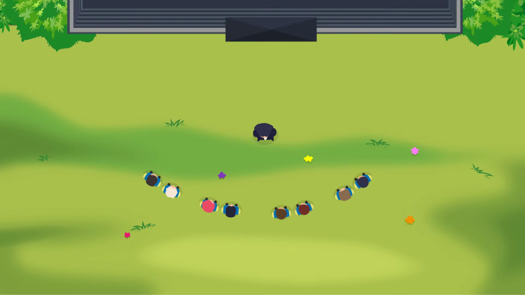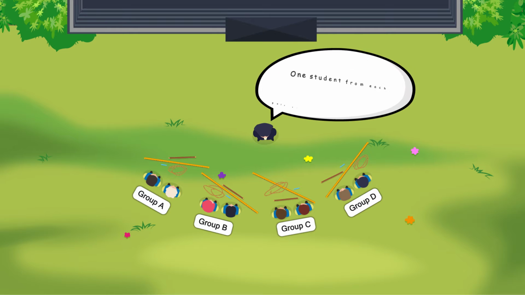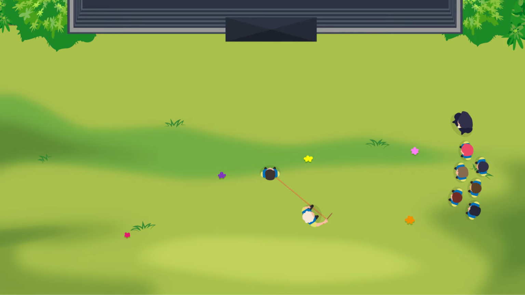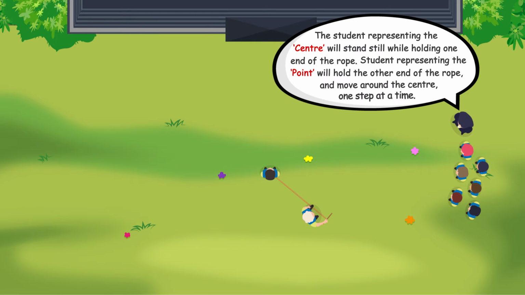Now, since the students are paired up and all the materials have been provided to them, let's begin by informing them that one student from each pair will represent the center while the other student will represent the point. Conduct the activity by asking the students who represent the center to stand still while holding one end of their rope. Then, inform the students who represent the point to hold the other end of the rope and move around the center one step at a time.